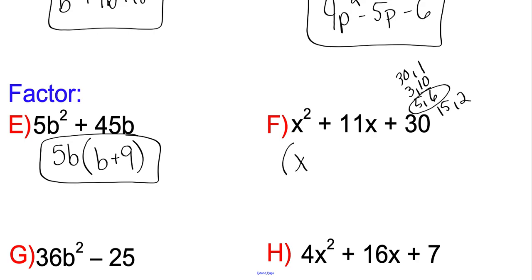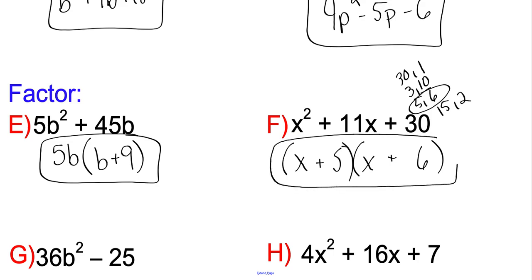So we set it up, make it look like a FOIL. x is in the front, and then 5 in the back of one, 6 in the back of the other. And everything's positive here, so everything's positive here. Okay? It doesn't matter if I have x plus 6 and then x plus 5. It's the same thing by the commutative property of multiplication.